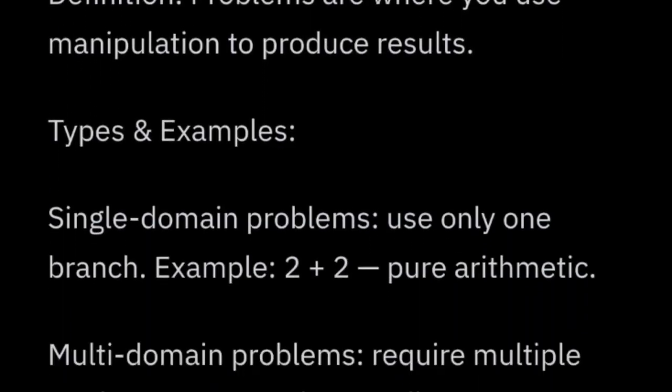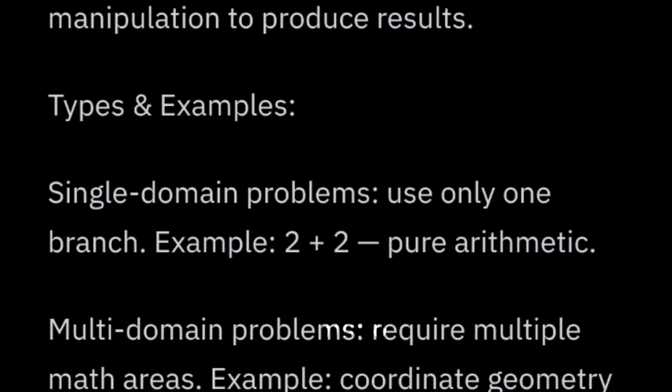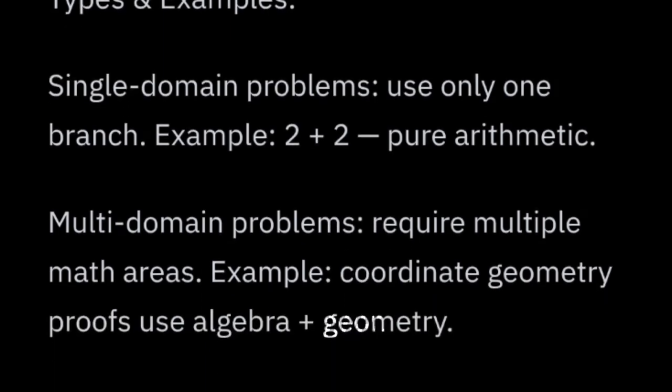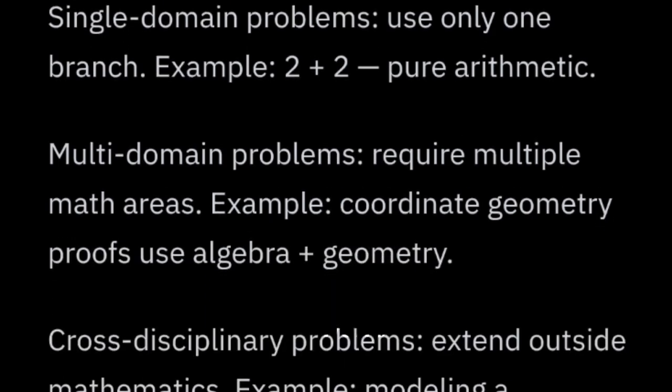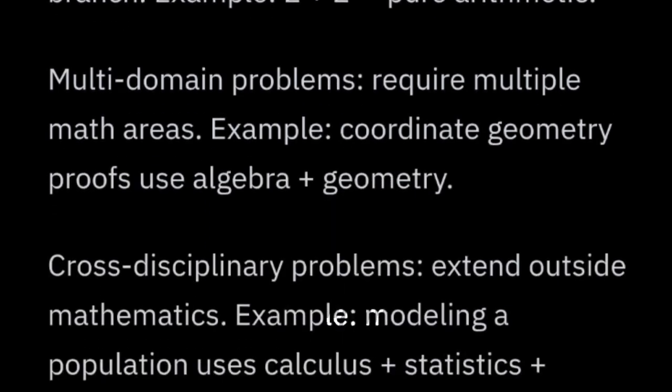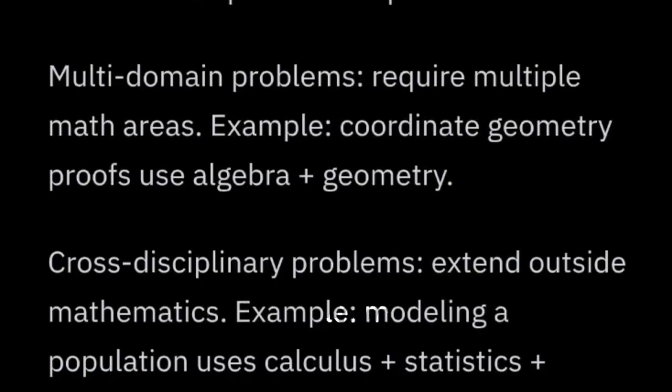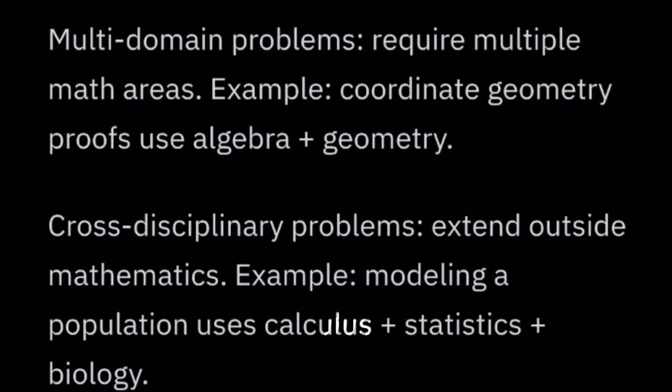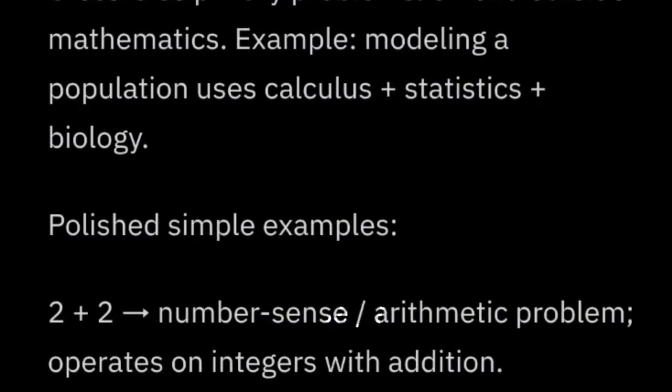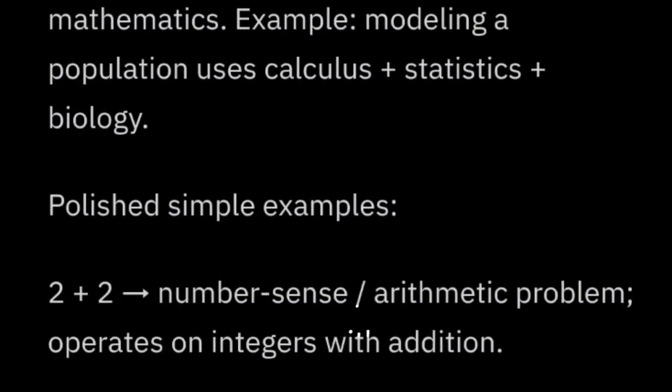Types and examples. Single domain problems use only one branch, for example, 2 plus 2, pure arithmetic. Multi-domain problems require multiple math areas. For example, a coordinate geometry proof uses algebra and geometry. Cross-disciplinary problems extend outside mathematics. For example, modeling a population uses calculus, statistics, and biology.